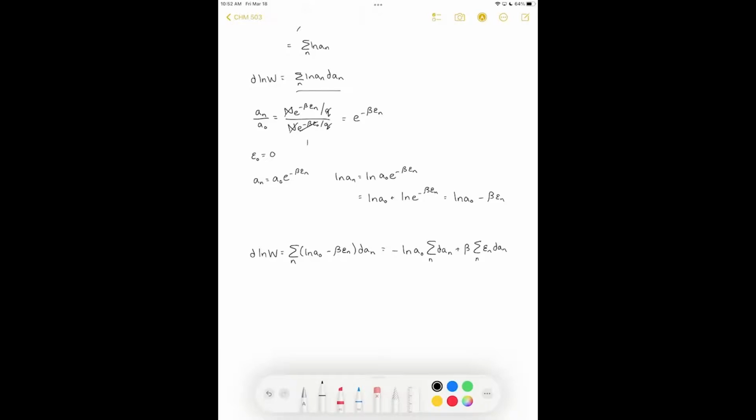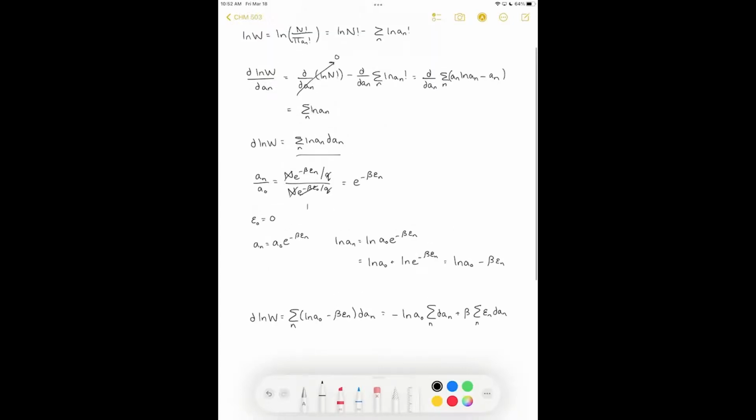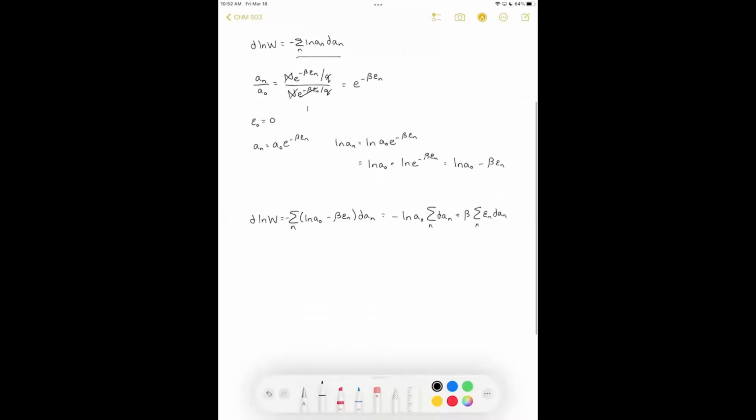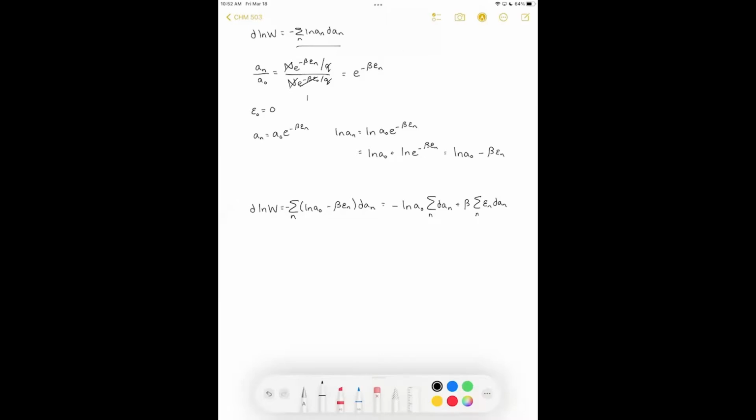You may be wondering why this is negative and why this is positive, and that's because in my derivation up here, I did miss a minus sign. So we need a minus sign in all of these, and this is where that negative comes from. So we have that the derivative of the natural log of the weight is equal to the negative natural log of a_0 times the sum over all of our occupation numbers, the change in those numbers, and then plus beta times the sum of our energy level times the change in occupation numbers.